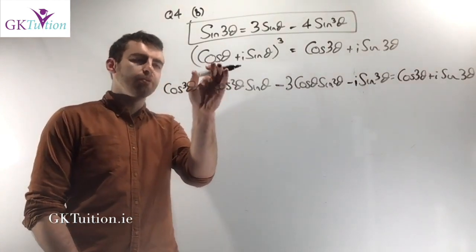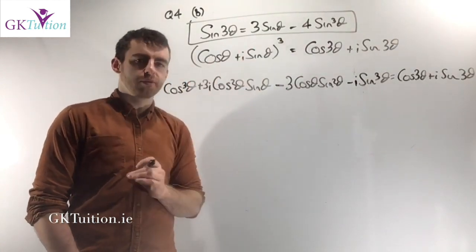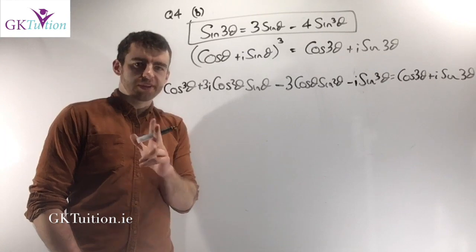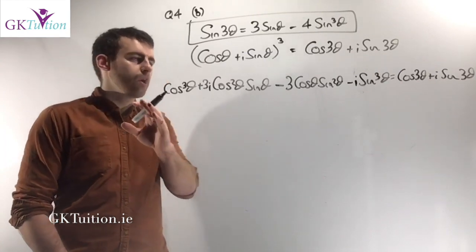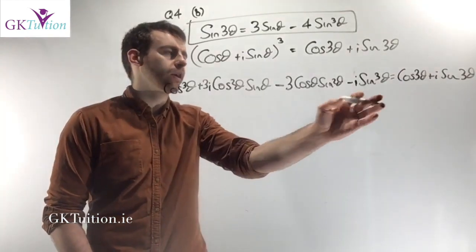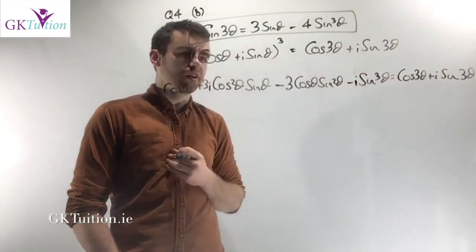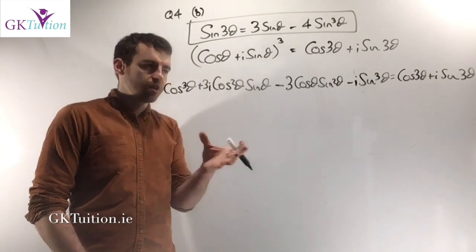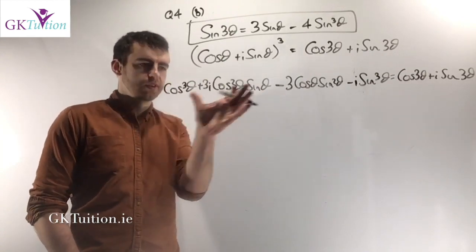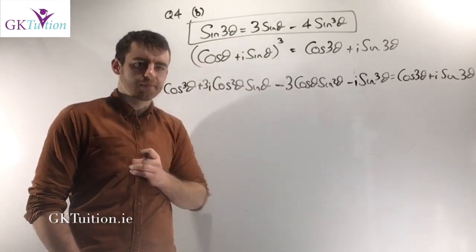So I started off with a complex number in polar form to the power of 3. There are 2 different acceptable ways of multiplying that out. One of them is algebra, where you multiply it out like this. Another one is De Moivre's Theorem, where you get cos 3θ plus i sin 3θ. So obviously these are equal to each other. They're just 2 different ways of expanding this.